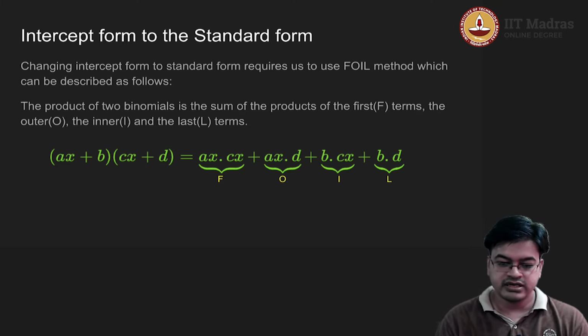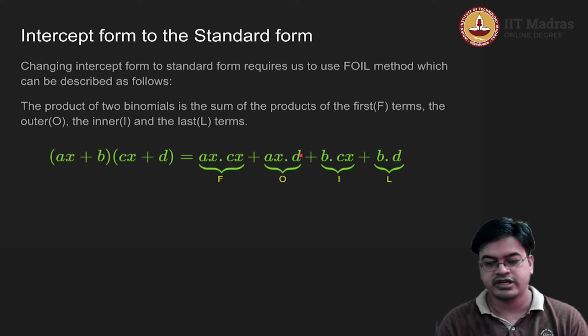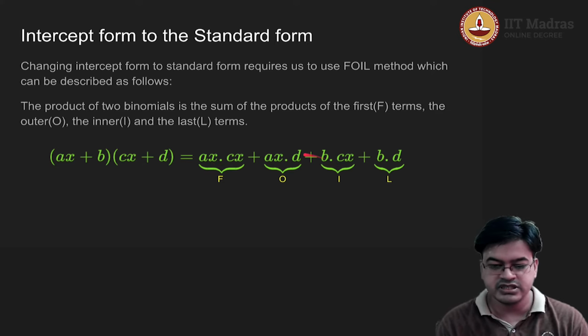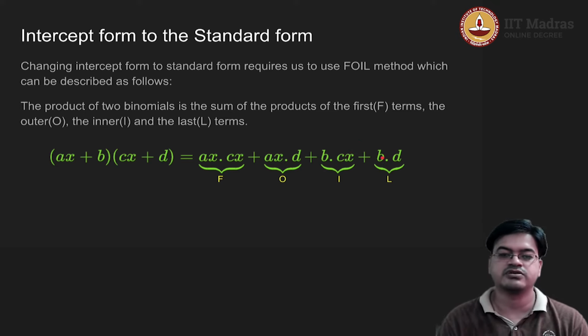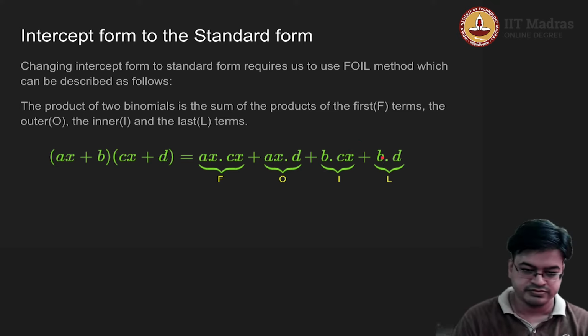Now basically ac is the coefficient of x squared, ad plus bc is the coefficient of x, and bd is the constant term.